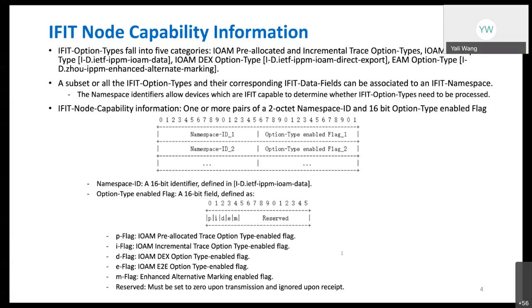So we can see this figure. We define the node capability information format with two fields. One is the namespace identifier, and the other is the option type enable flag. This is the capability information format. So next, please.